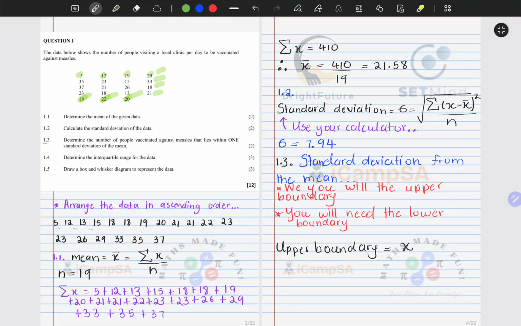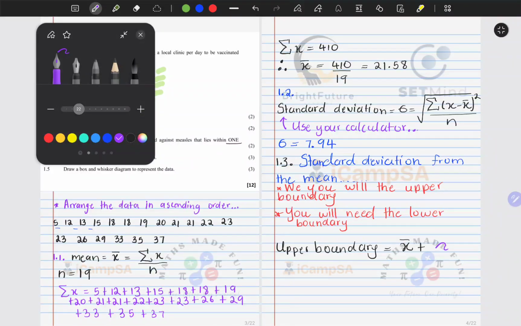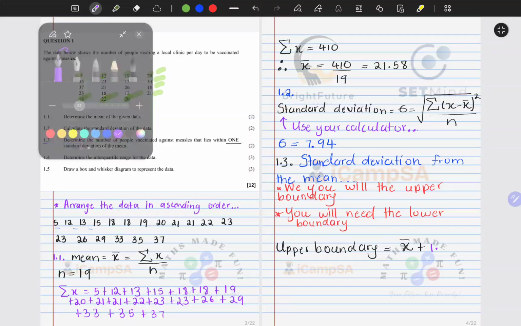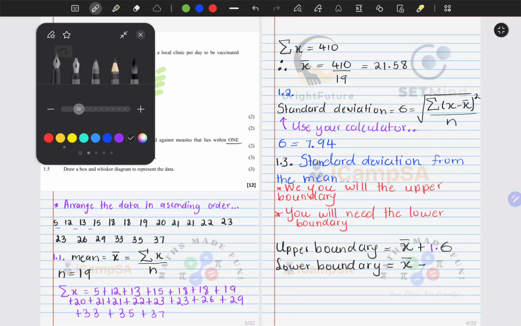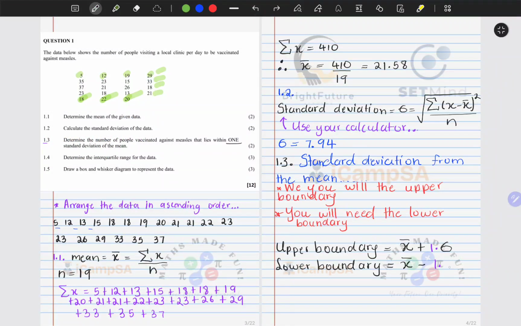So how you find your upper boundary is always by saying the mean plus. Since they're saying one standard deviation, I'm going to have a 1, and then that 1 will multiply our standard deviation. Then let's have a look at our lower bound. For our lower boundary, we are going to deviate from the mean. So here's our mean, but we are going to have minus 1 standard deviation. So I'm going to have 1 times our standard deviation. If they were saying 2, it would be 2 times the standard deviation.